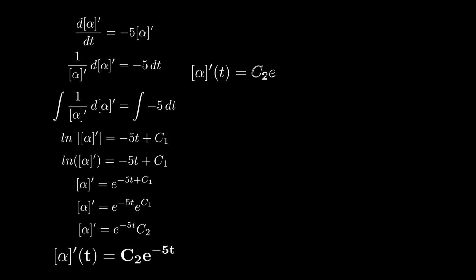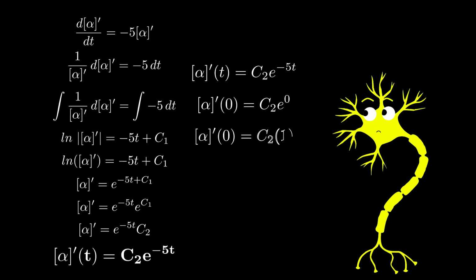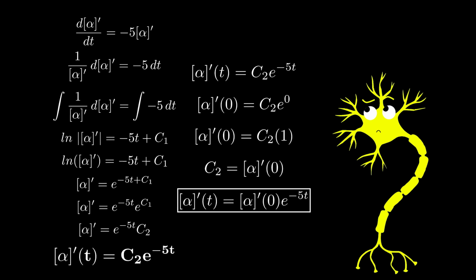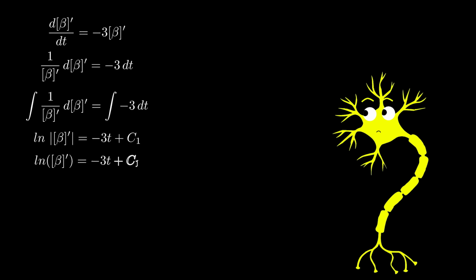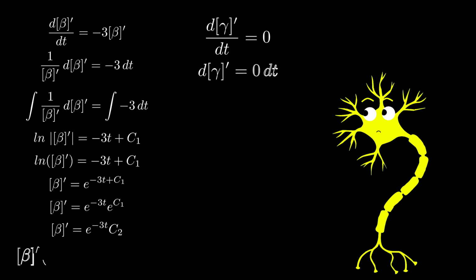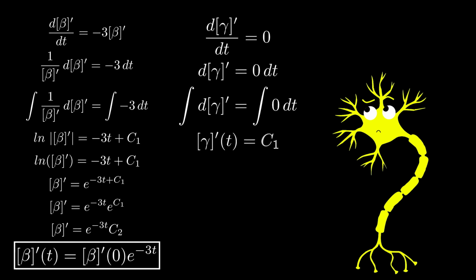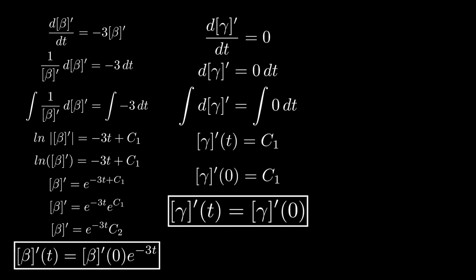Through some additional substitution, we're actually able to figure out that our constant equals our concentration of alpha prime at time equals 0. Thus, we can rewrite our solution to be alpha prime of t is equal to alpha prime of 0 times e to the negative 5t. Using the same mathematical procedures and logic, we can find the solutions of beta and gamma to be beta prime of t is equal to beta prime of 0 times e to the negative 3t, and gamma prime of t is equal to gamma prime of 0.